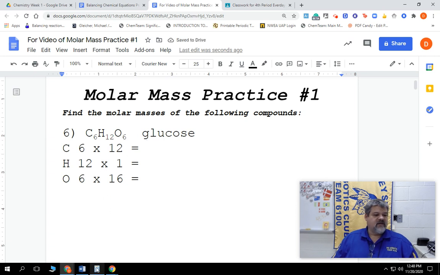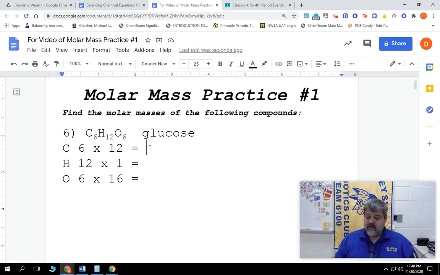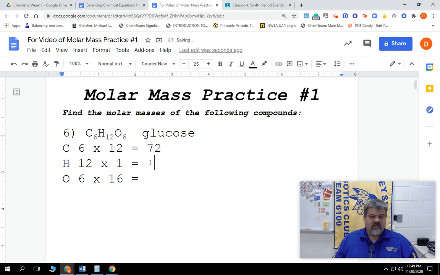Now 12 times 6, if you don't know what the answer to that is, or have to figure that out, we're going to go ahead and bring up our calculator. So we'll put 6 times 12, and that's going to equal 72. So we can put 72 in there. Again, you may want to double check that. 6 times 12 equals 72. That's good. Now we're going to do our hydrogen. So we have 12 times 1, which is pretty much simple. We should be able to just go ahead and put 12 right in there.